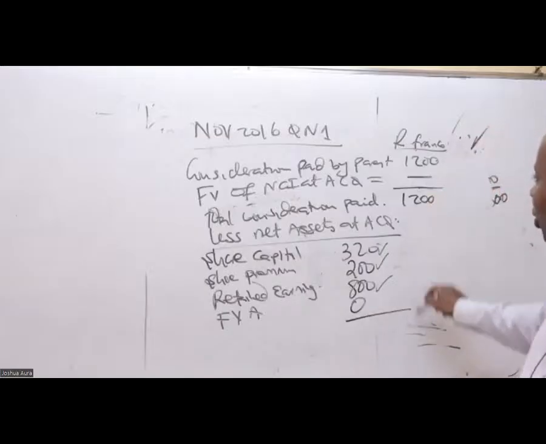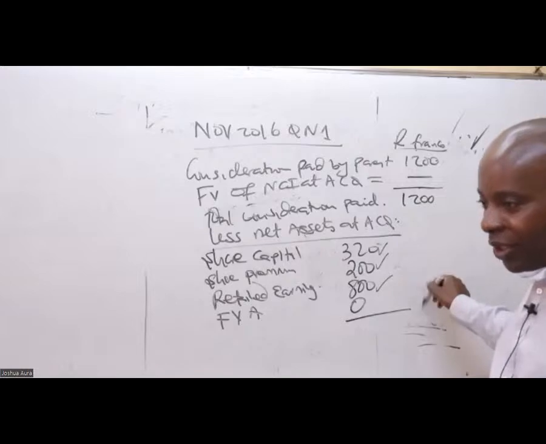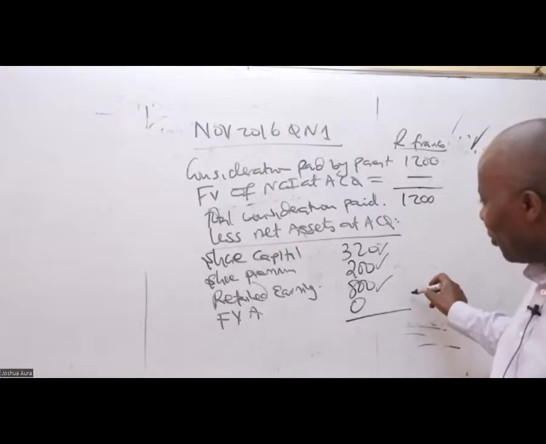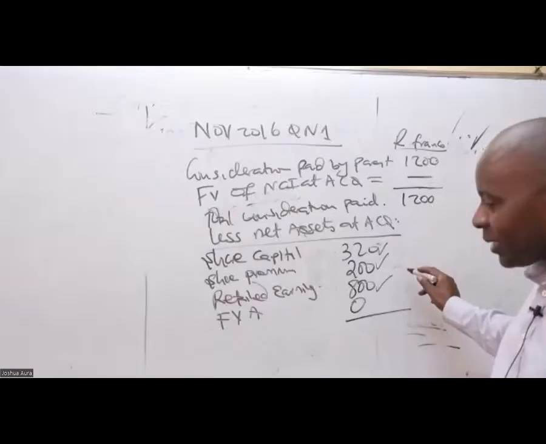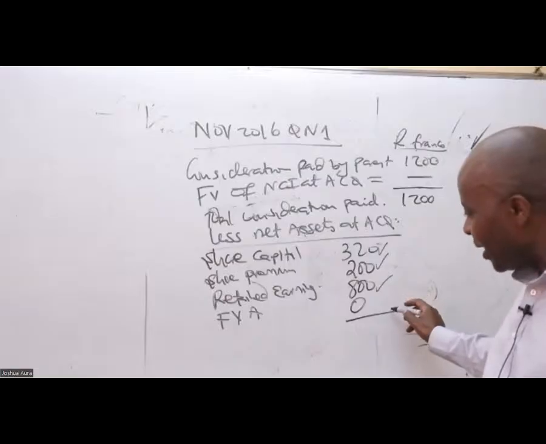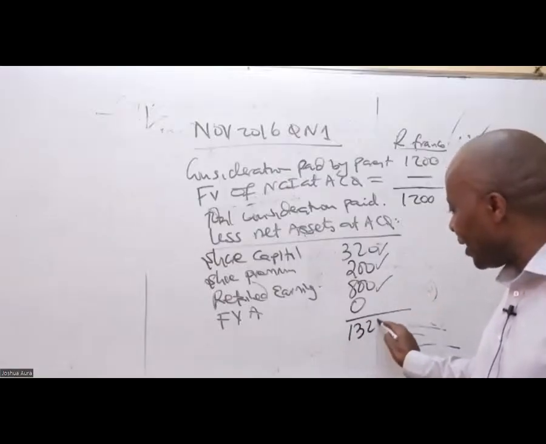Are you able to give me this total? Aha. Ukiongeza na kuja ngapi somebody? 1320, right? Wanasema 1320, right? So in this case here, the total is 1320.